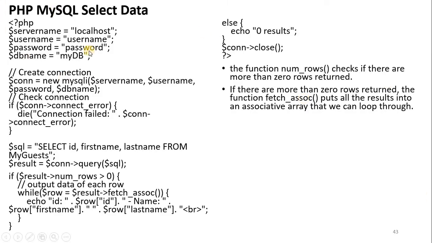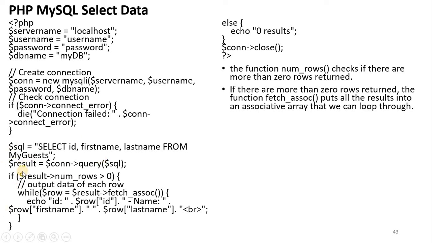So next is selecting data. Now I want to select some data or display some data. Obviously, I am using a select query. So I have select id, first name, last name from MyGuests. Okay. So result is equal to connection query of SQL. Now I am going to select the data, so I need to print it. I need some other variable for storing the data.